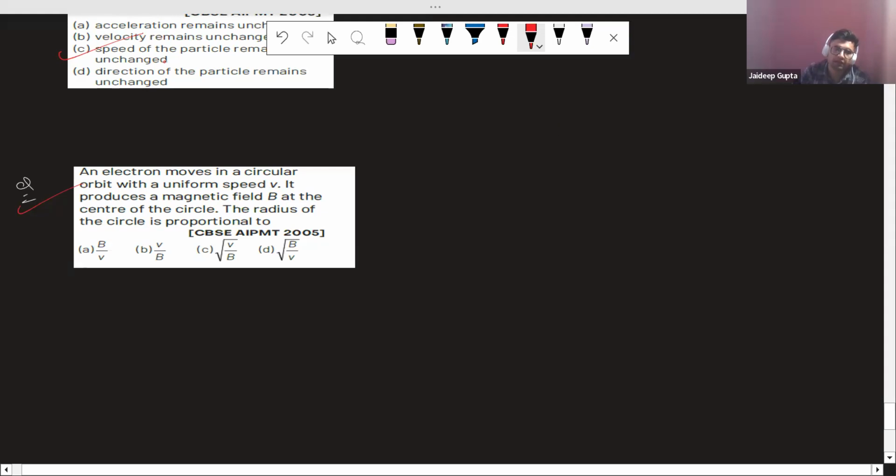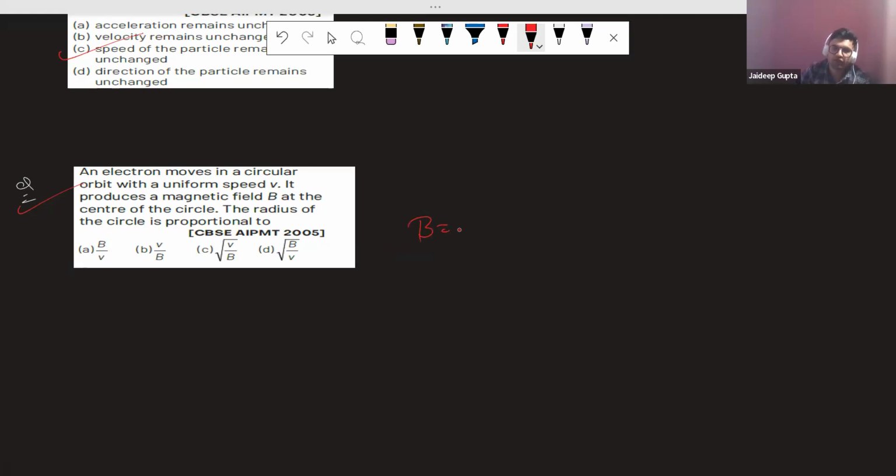B, Allen. Okay, now the electron moves in a circular orbit with uniform speed V. It produces a magnetic field B at the center of the circle. The radius of the circle is proportional to what? Fine. So speed V. What do we have to calculate? The radius of the circle is proportional to radius. Now, the magnetic field at the center of a circle, what is the magnetic field due to a current carrying circular wire? Mu naught I over 2R, where R is the radius.